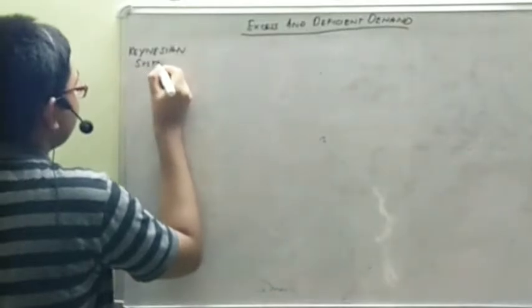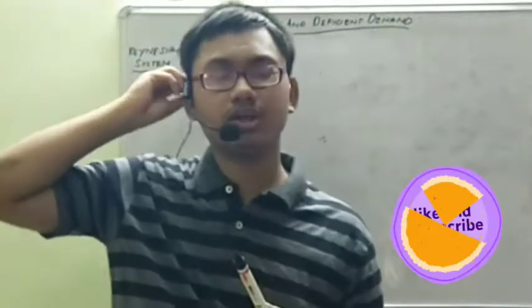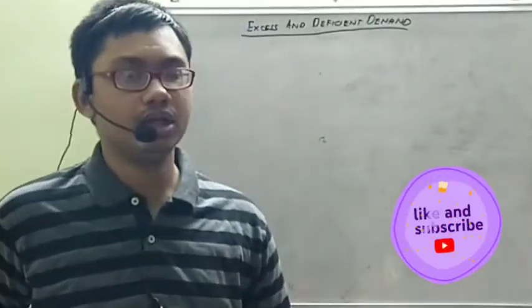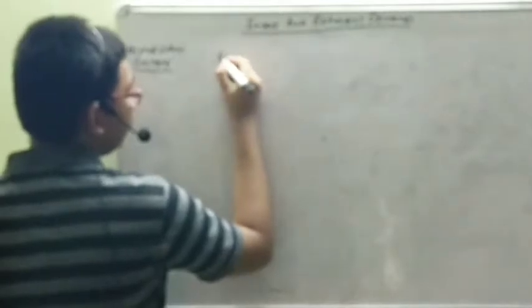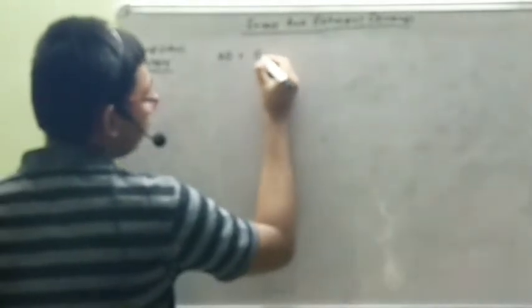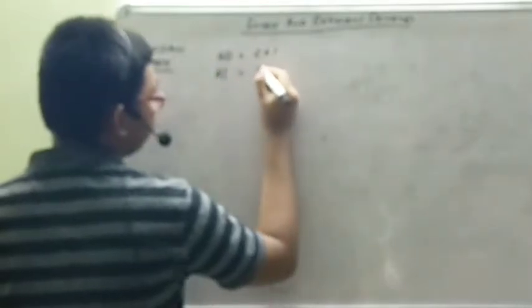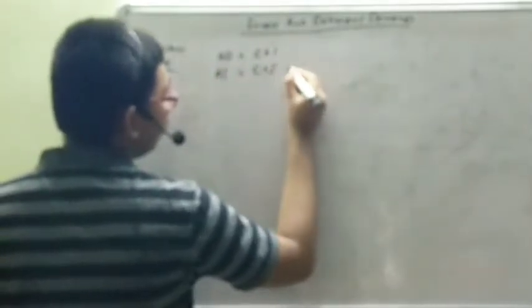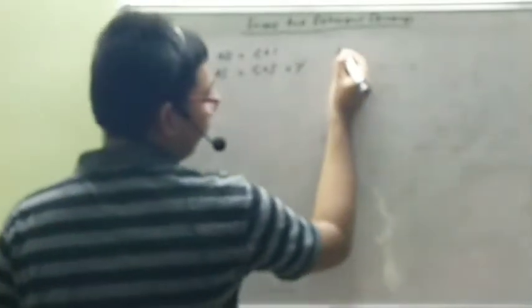According to the Keynesian system, we studied that aggregate demand AD will be equal to C plus I, and AS will be equal to C plus S, which will be equal to income, right? And the graph will come like this.